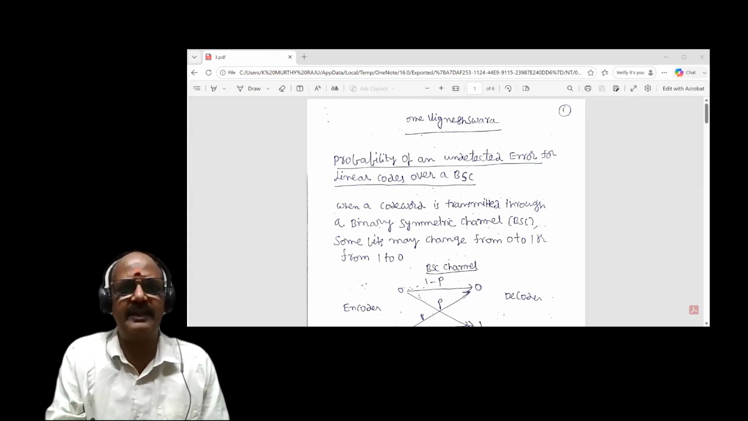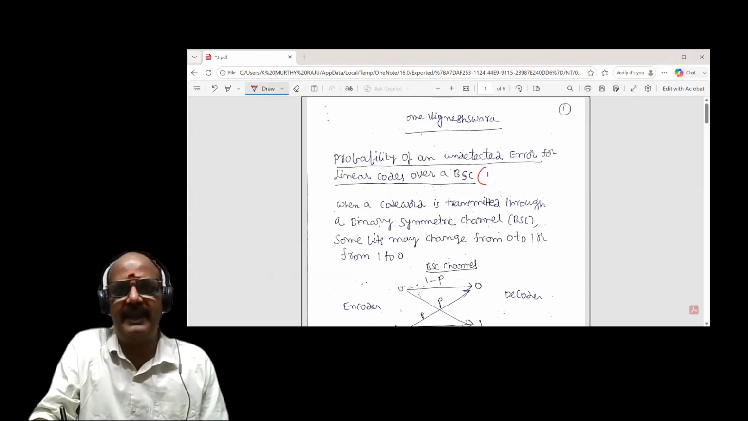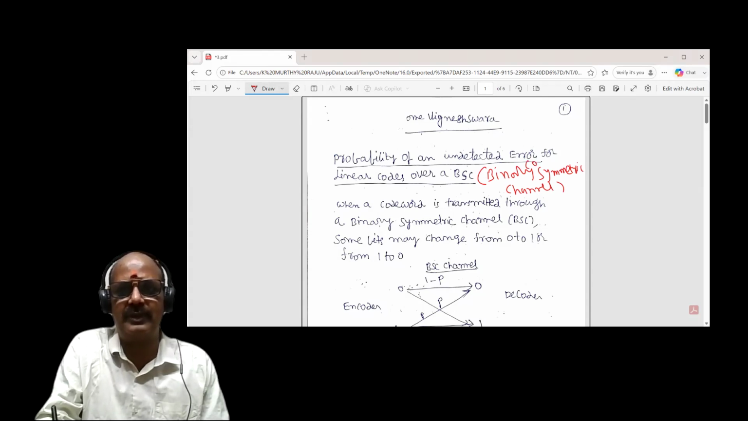The topic to be discussed is probability of an undetected error for linear codes over a BSC. BSC means binary symmetric channel. Binary means information is in the form of zeros and ones. Symmetric means a two-way, symmetric channel.